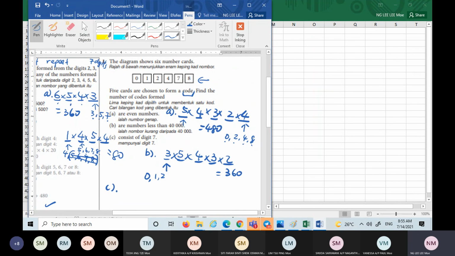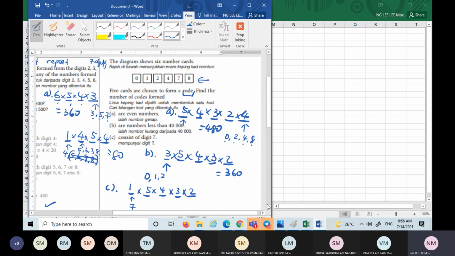How about this? If this code consists of a digit 7. So this digit 7, 1, 2, 3, 4, 5. Say I put at the first place this digit 7. So it only has one choice. After I put this in, the balance of the cards is 5. So 5, 4, 3, 2.